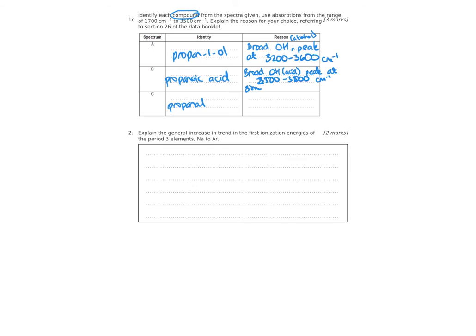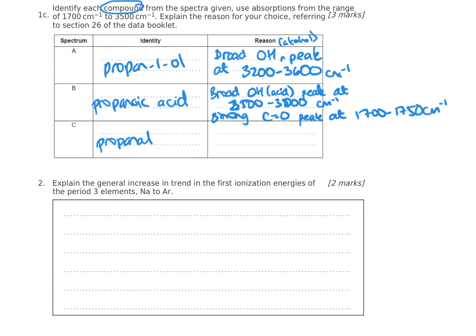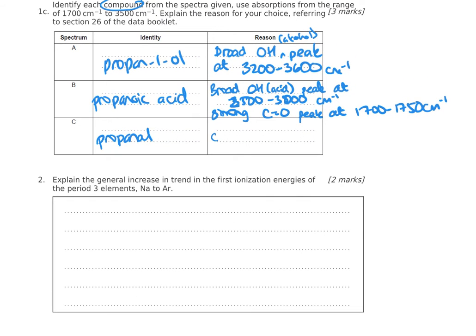Has a strong C=O peak at 1700 to 1750 cm minus 1. So I'm writing a bit big in this, apologies. And propanal has a strong C=O peak at 1700 to 1750 centimeters to the minus 1.